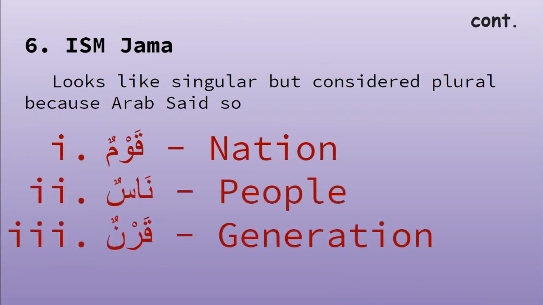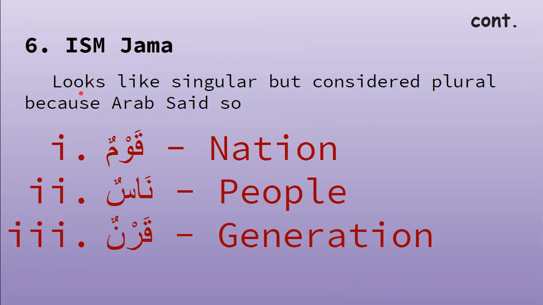Repeat with me: qaumun, nasun, qarnun. Three words: qaum, nasun, qarnun. Yes, qaum means nation. Memorize this vocabulary also. These are very commonly used in the Quran. Qaumun means nation, nasun means people, and qarnun is generation.